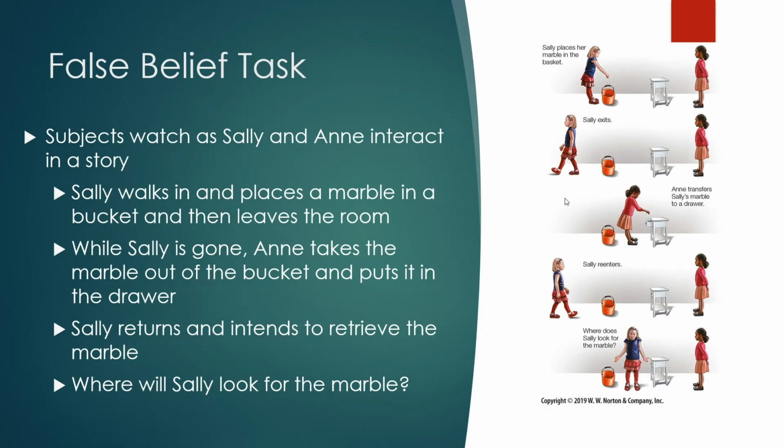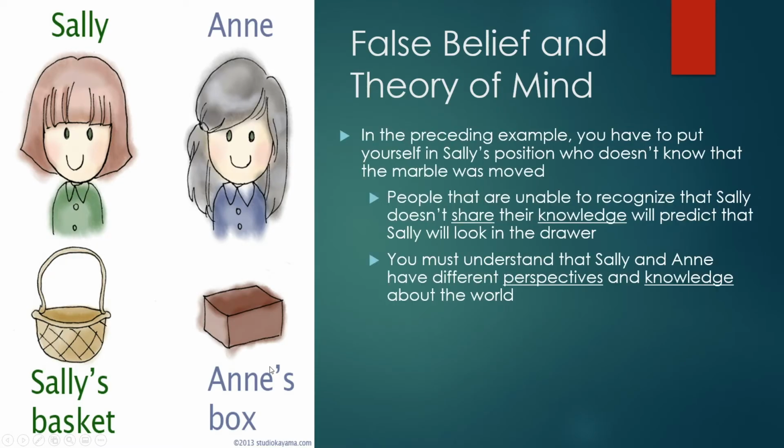So in order to do this task correctly, you need to be able to understand that Sally and Anne have different and unique perspectives on the world. Because if you don't believe that they have different perspectives on the world, then you're going to make the wrong decision about where Sally is going to look for the marble. And so in that example we just went through, people that are unable to recognize these two characters have unique perspectives, that they've seen the world in a different way, will predict that Sally's going to look in the drawer.